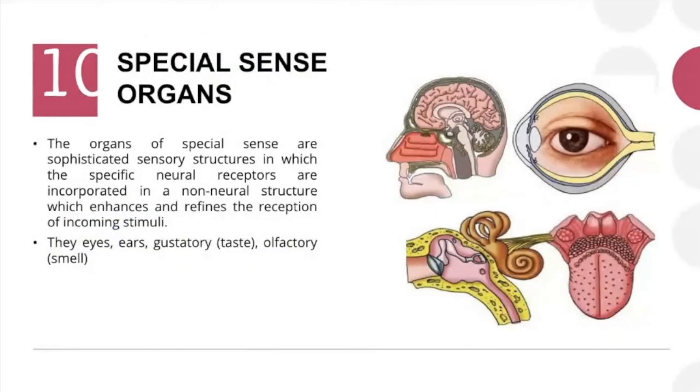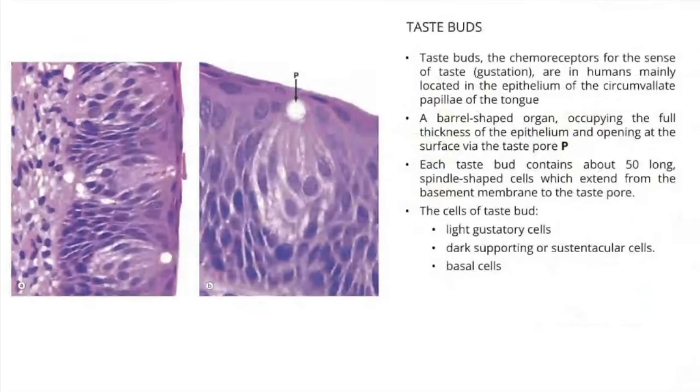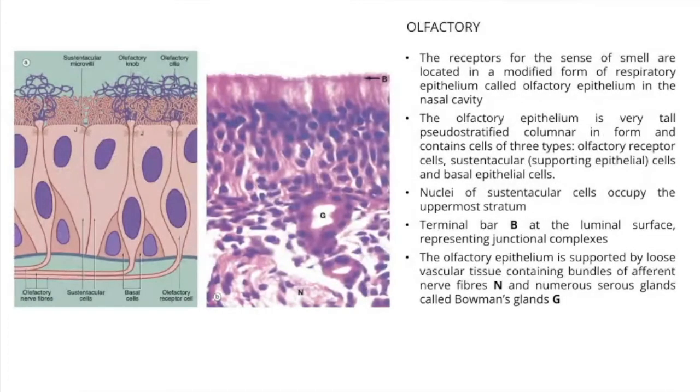And also the last one, special sense organs. For example, the taste bud. So this is a micrograph of the taste bud, and this P is actually the taste pore, the opening at the surface. And olfactory, sense of smell. So located here, there is a terminal bar at the luminal surface, lining with the epithelium.